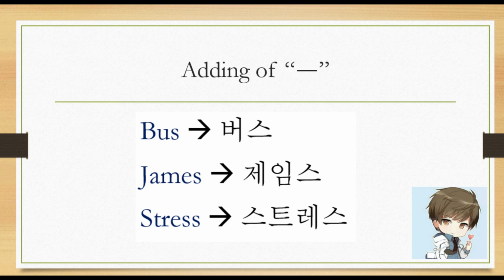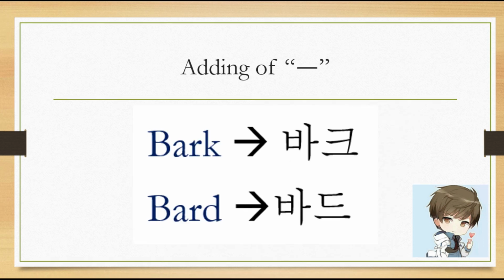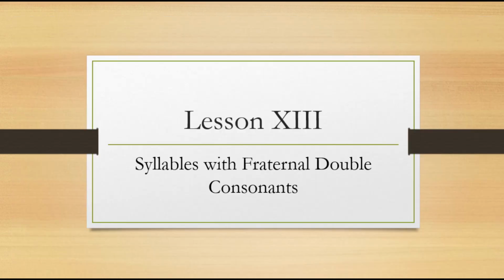James. Stress. So, dalawang pang example, we have Bart. That will be bak. And bod. Bard for bod. Take note na mawala yung R dyan. And here we are to the last lesson. Syllables with fraternal double consonants.